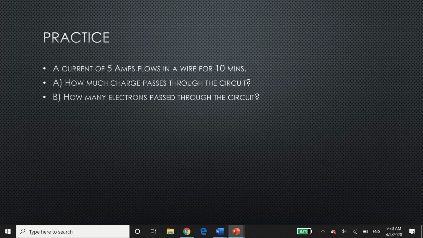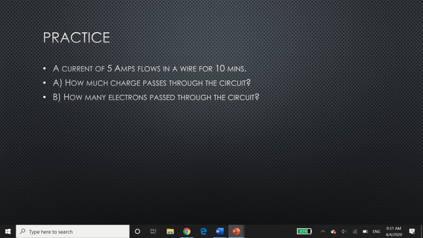Okay, so now that we have a basic understanding of current, let's go ahead and jump into some practice problems that should hopefully help you internalize and understand these principles. So in our first problem here, we just have a current of 5 amps that's flowing in a wire for 10 minutes. Remember, amps is our unit for current. It's the amount of charge that passes through time, so Q over T.